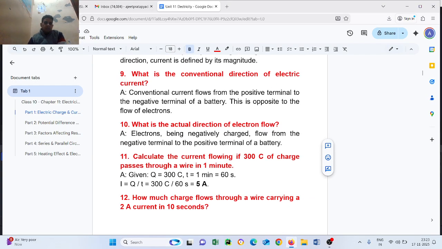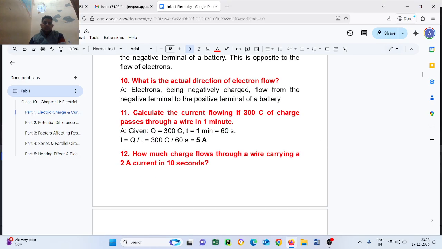Question number 11. Calculate the current flowing if 300 coulomb of charge passes through a wire in 1 minute. Given Q equals 300 coulomb, time 1 minute equals 60 seconds. So I equals Q upon T, 300 coulomb upon 60 seconds equals 5 ampere.